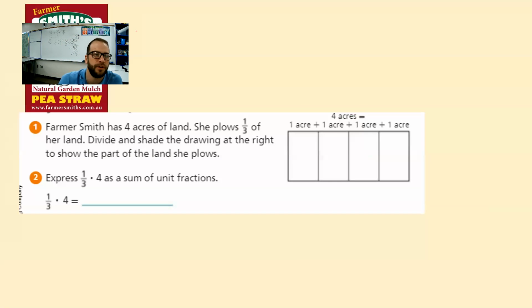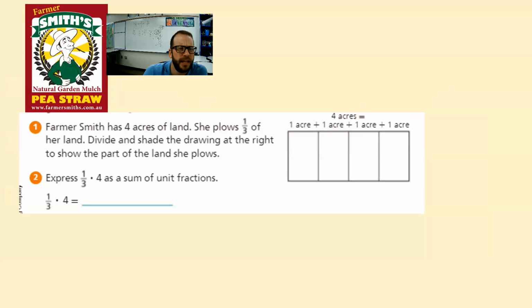Oh, there's a picture of Farmer Smith. That's a girl, right? Because it was the first Farmer Smith that I found on Google. So there's your Farmer Smith, and it's Miss Farmer Smith, and it looks like she farms pea straw.